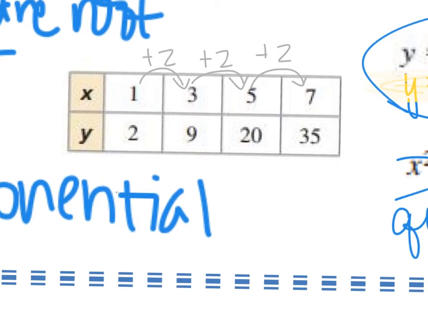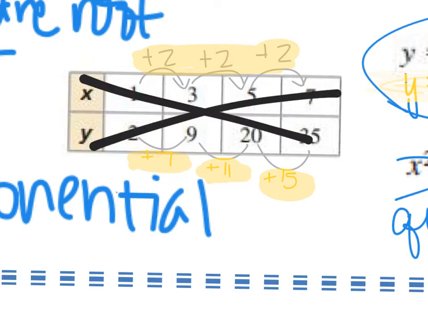Then we look at our y's. Well, from 2 to 9, it went up by 7. From 9 to 20, that went up by 11. And 20 to 35, that went up by 15. So pay attention to the fact that this was consistent. Every time my x's increased by 2. But down here, my y's, one time it was 7, one time it was 11, and one time it was 15. That is not consistent, so this is not linear. That's what that tells us.